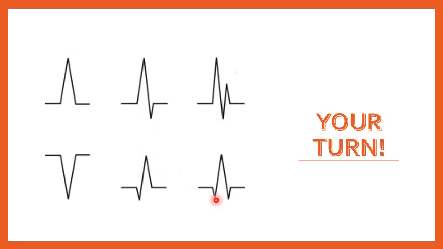Now look at this one. We have a Q, we have an R, and then we have an S. So I believe out of all of the complexes, even though we would look at this whole screen and say there's a bunch of QRSs, we really only have one that technically has all of the components, the Q, the R, and the S.